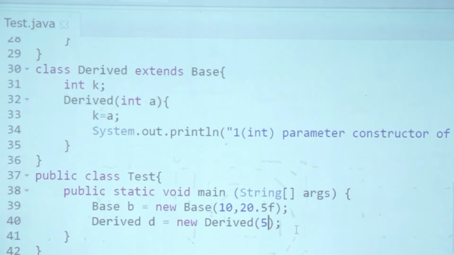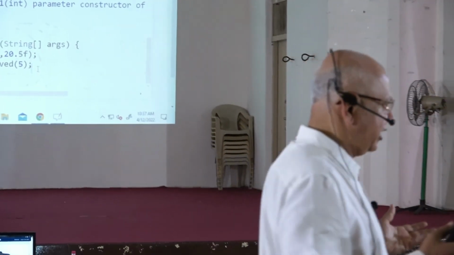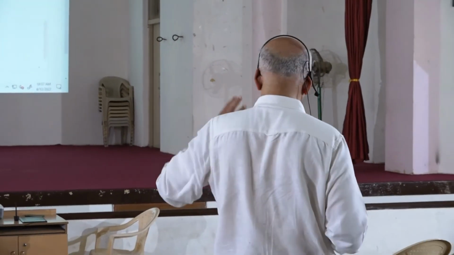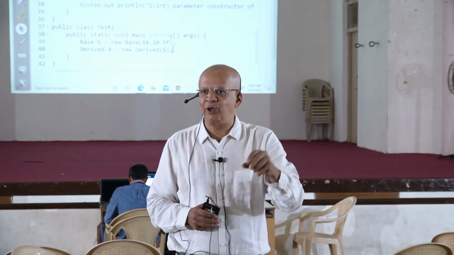Are you understanding? Because the Java compiler is confused. I don't know how to create my base part. Which constructor do I call for my base part? How do I know? You are giving me a derived class constructor, but I have to create the base part. Which constructor should I choose? I don't know. And therefore I will not allow this line to compile, because you are not giving me any suggestion, any clue, any guidance as to which base class constructor I should invoke.